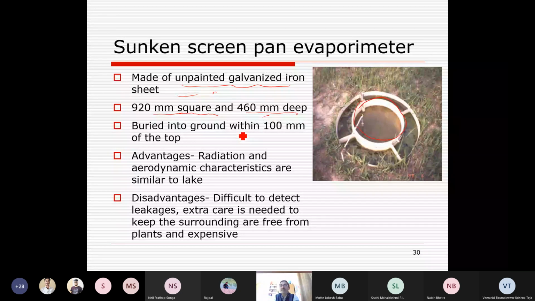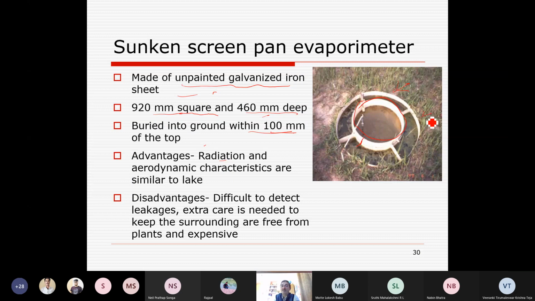This has the advantage that it resembles the actual field condition. These previous two pans are placed on a platform, but here it is exactly inside the ground. However, its disadvantage is that it is difficult to detect any leakage, if there is any. Extra care is needed to keep the area free. But it is a sunken pan, that is the pan we are using to find out evaporation from the area.